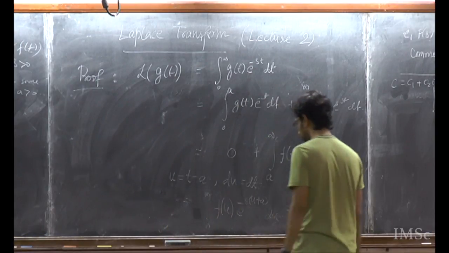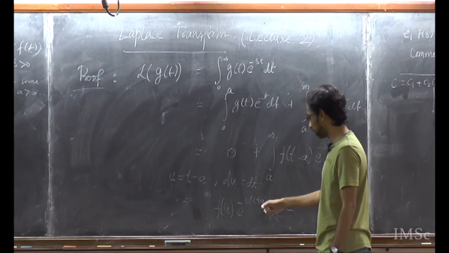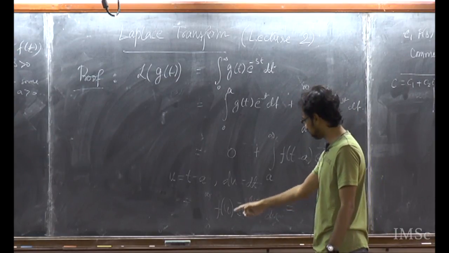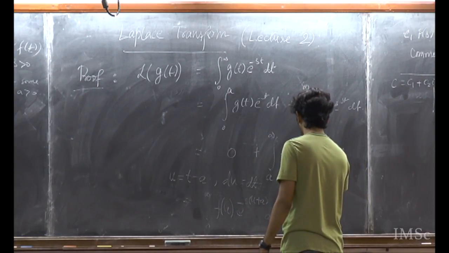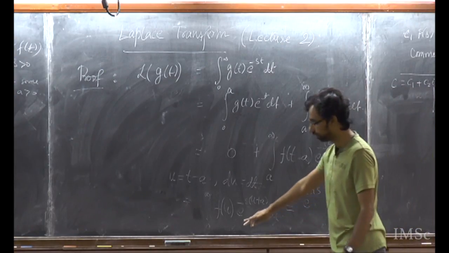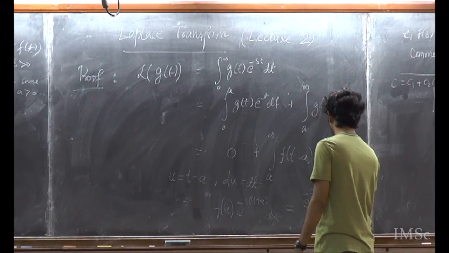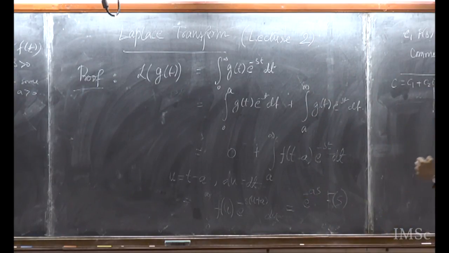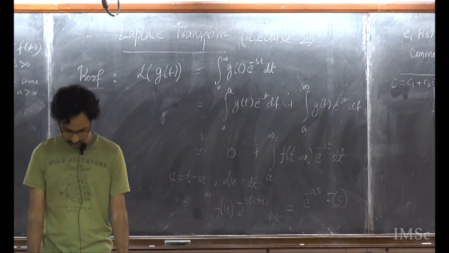Then this is equal to, now e^(-sa) is constant in this integral, so it will come out, e^(-sa), and what you are left with is the Laplace transform of f. Okay. So this is the second shifting theorem.